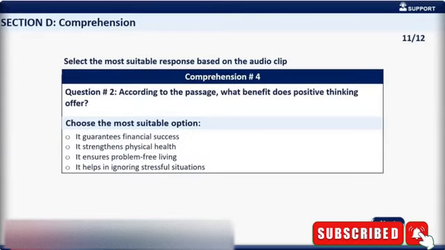Let's move on to the next question. According to the passage, what benefit does positive thinking offer? The options that we have are: it guarantees financial success; it strengthens physical health; it ensures problem-free living; it helps in ignoring stressful situations. So the correct answer is, it strengthens physical health.